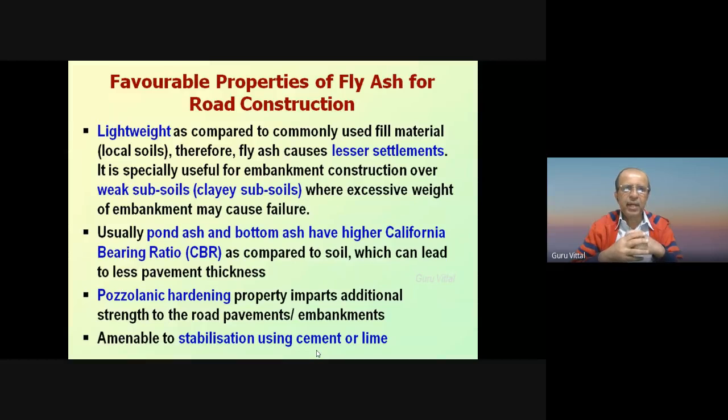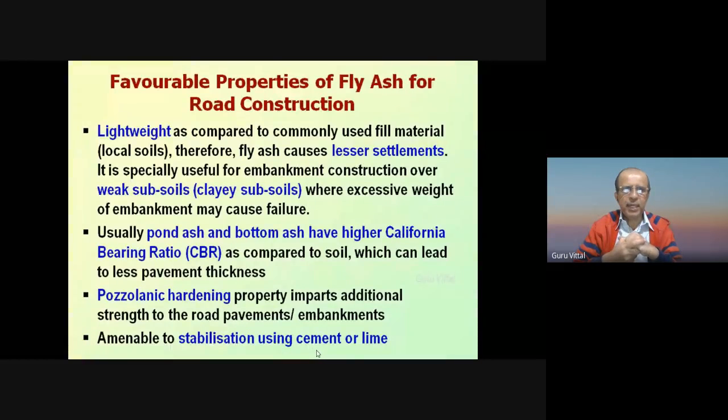And usually pond ash and bottom ash have higher California Bearing Ratio as compared to soil, which can lead to lesser pavement thickness. This pond ash and bottom ash are coarser in nature, and the particles are coarser. That is why they will have a higher CBR value. If they have a higher CBR value, it means lesser pavement thickness.